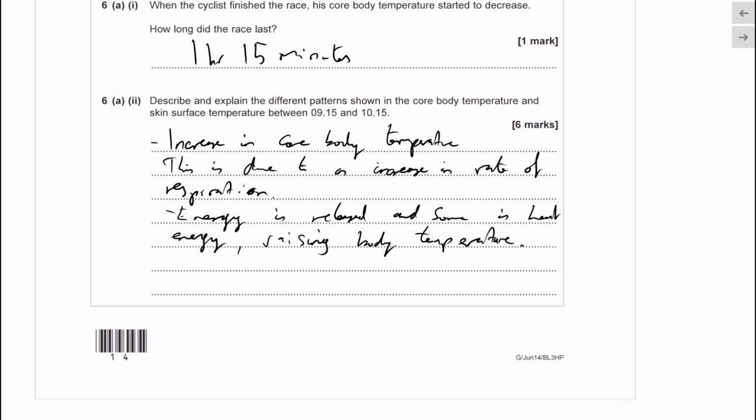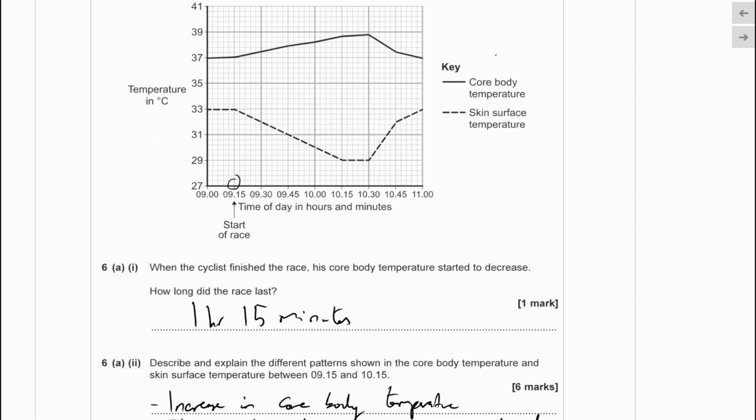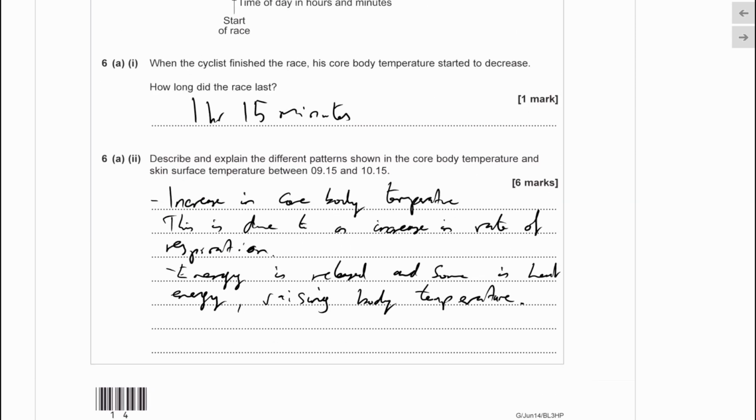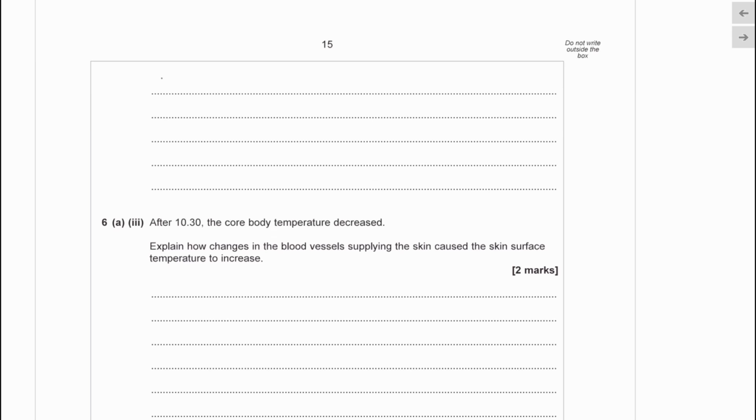Okay. Now let's go back up and have a look at the trend in skin surface temperature. Well, skin surface temperature from here to 10:15, which is here. Skin surface temperature decreases. All right, so that's the first thing I'm going to say. Let's do it on the next page and make use of the space. So skin surface temperature decreases. Now, why does that happen?